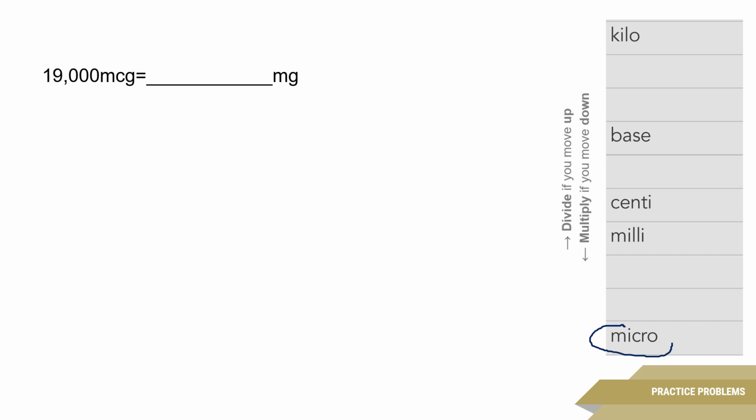So micro is down here. Now there are two symbols for micro. You might see MC or you might see the Greek letter mu. I think I see MC more often, but either way, they both mean micro. And we're moving up to M, milli, so moving 1, 2, 3 times up. So up 3. And it says multiply if you move down, divide if you move up.